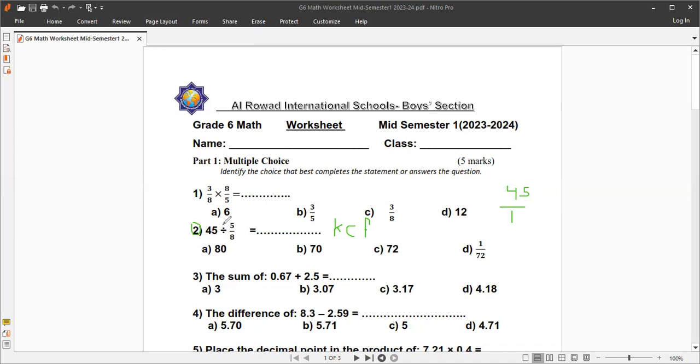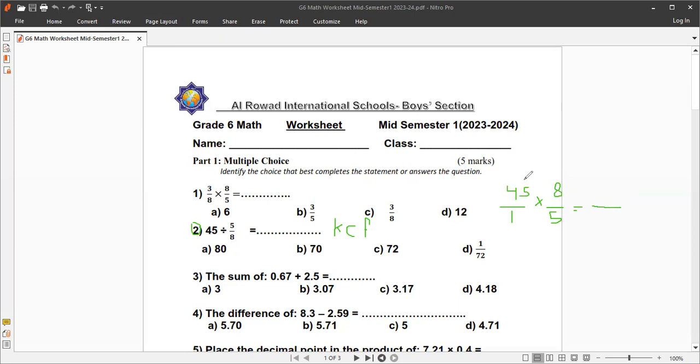Now change means change division to multiplication. I change the division to multiplication. Now 5/8 becomes 8/5. Take care, guys. You need just to flip the second number, the fraction which is after the division. 8/5. Here, 45 multiply 8.